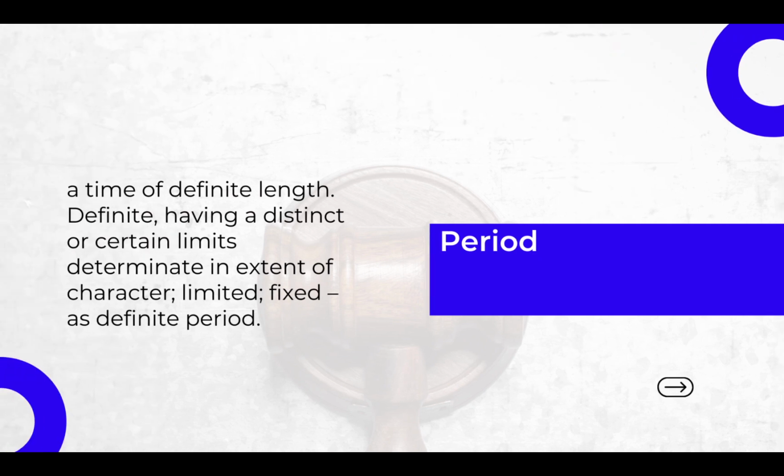Now, period. A time is of definite length. Pag sinabi mong period, meron definite length yan. Definite, having distinct or certain limits, determinate in extent of character. Limited, fixed as definite period. Okay? Ano ba ibig sabihin nun? When I have the money, as soon as I have money, when can I afford to pay? Di ba? Yan yung mga part na kaduda-duda, pero in a way, pag may pera. Ang problema, paano pag hindi dumating yung pera? But still, it is a period, class.